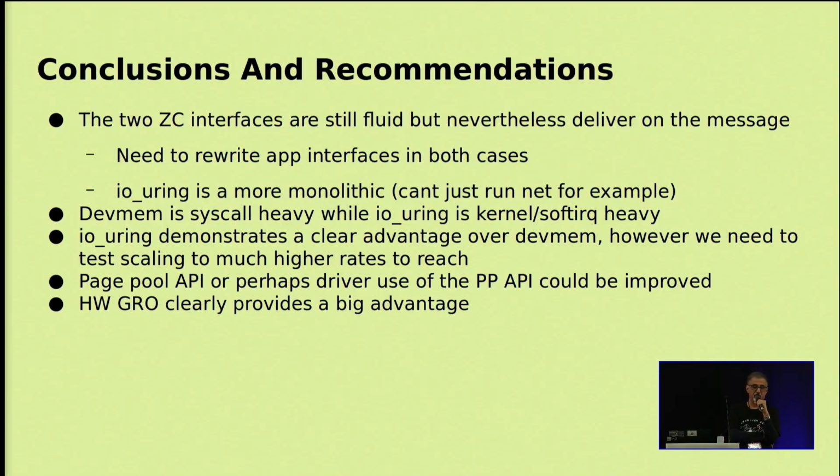Again, the conclusion is devmem is very syscall heavy, mostly because your page recycling happens from user space, while io_uring is very kernel soft IRQ heavy. While io_uring demonstrates a clear advantage, we do not have any link that's above 200 gigs. So maybe if we did 2 flows and tried to go 400 gig, maybe we'll see some things that are obviously not observable at 200 gig. Just like we did with 100 gig, there was clearly no throughput advantage for anybody. And now we're seeing there's a throughput advantage if you go above that.